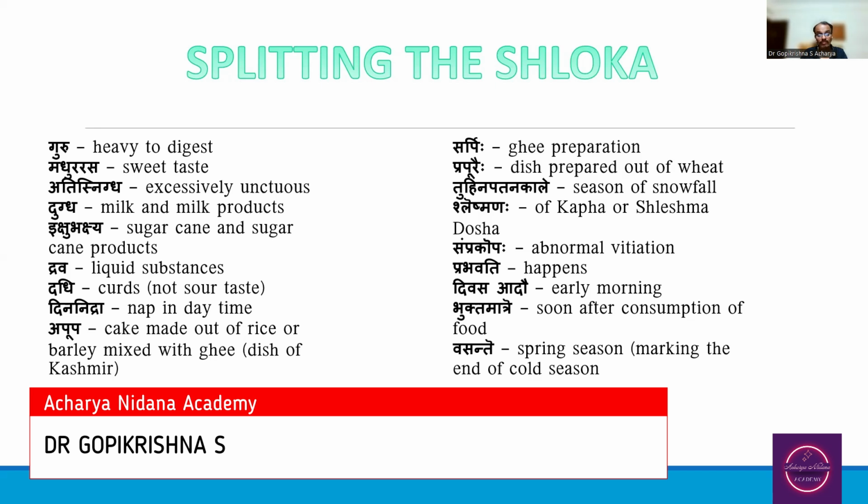Apupa, a cake made out of rice or barley, specifically mixed with ghee, which is a special preparation in Kashmir. Sarpihi, preparations made out of ghee. Prapurai, a kind of dish prepared out of wheat, boiled or baked in oil, an oily substance. Tuhina Patana Kale, that means the season of snowfall. Shleshmana refers to Kapha dosha or Shleshma, the Kapha bioenergy. Samprakopaha, abnormal vitiation, an abnormal increase in the body.